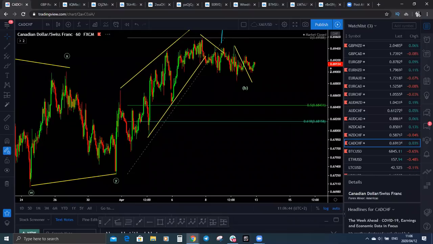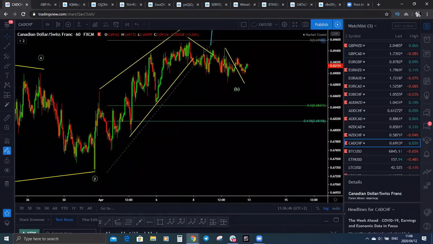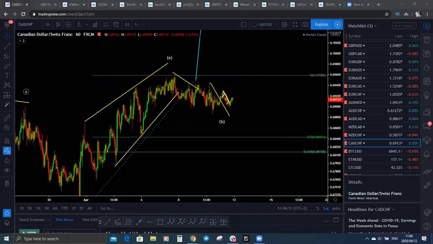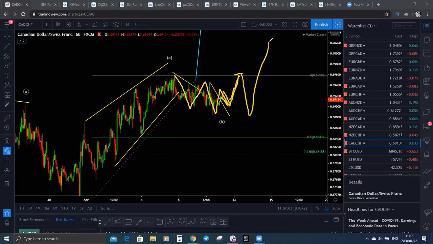CAD chief, bit of strength, even if that strength will just be to come and retest this top here. So with that, we can get something like this: 1, 2, 3 down, 1, 2, 3 up, and then 1 down before we actually go to the upside. So that is the analysis on the crosses there.